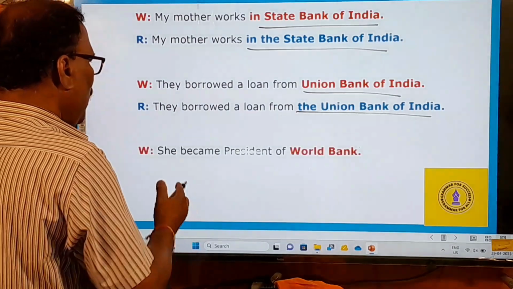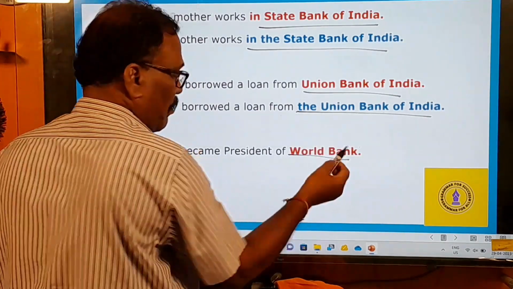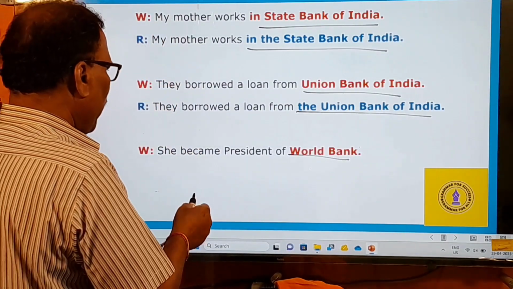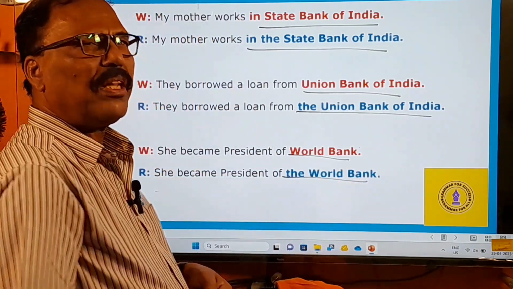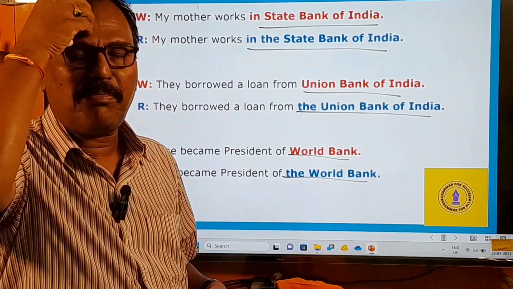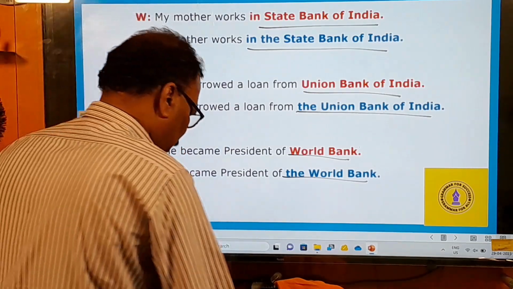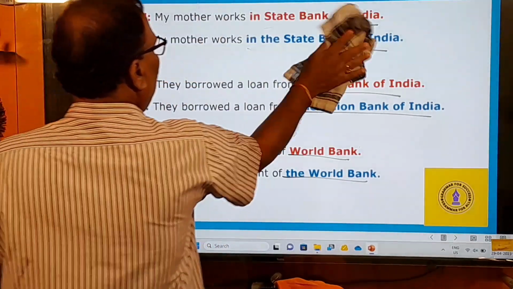And the last one. She became president of World Bank. She became president of the World Bank. So in this way, before the names of the banks, we must use the definite article. Now let's go to the next rule.